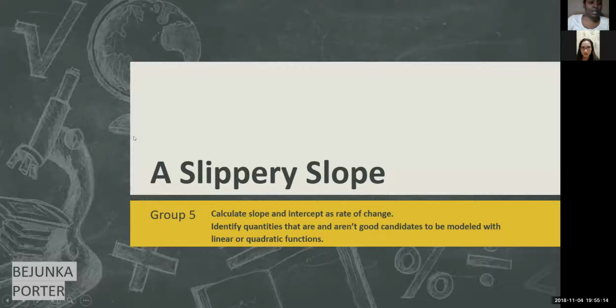Hi, this is Bianca Porter and David Pound, and we will be presenting a slippery slope. We are group 5. On my part of the presentation, I will be calculating slope and intercept as rate of change. I will be identifying quantities that are and aren't good candidates to be modeled with linear or quadratic functions.